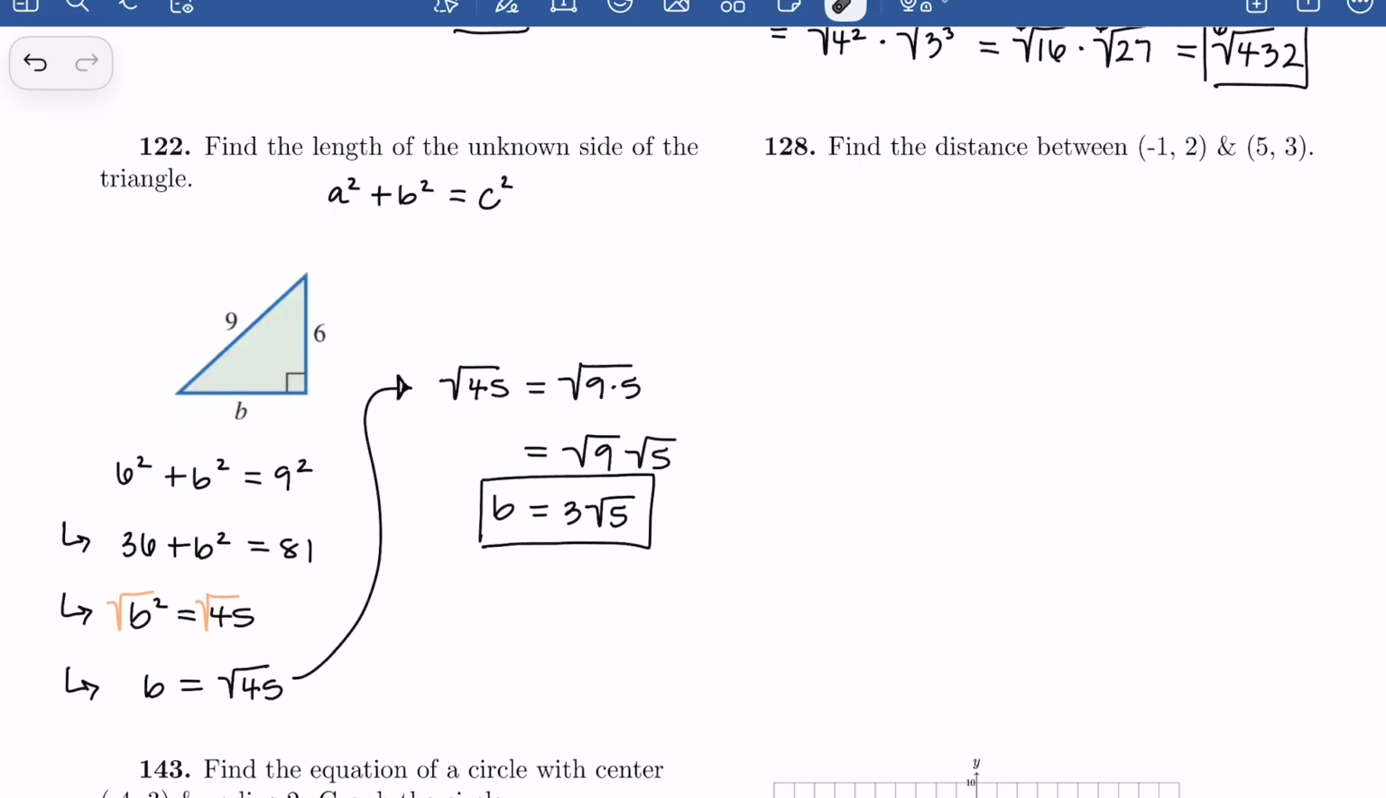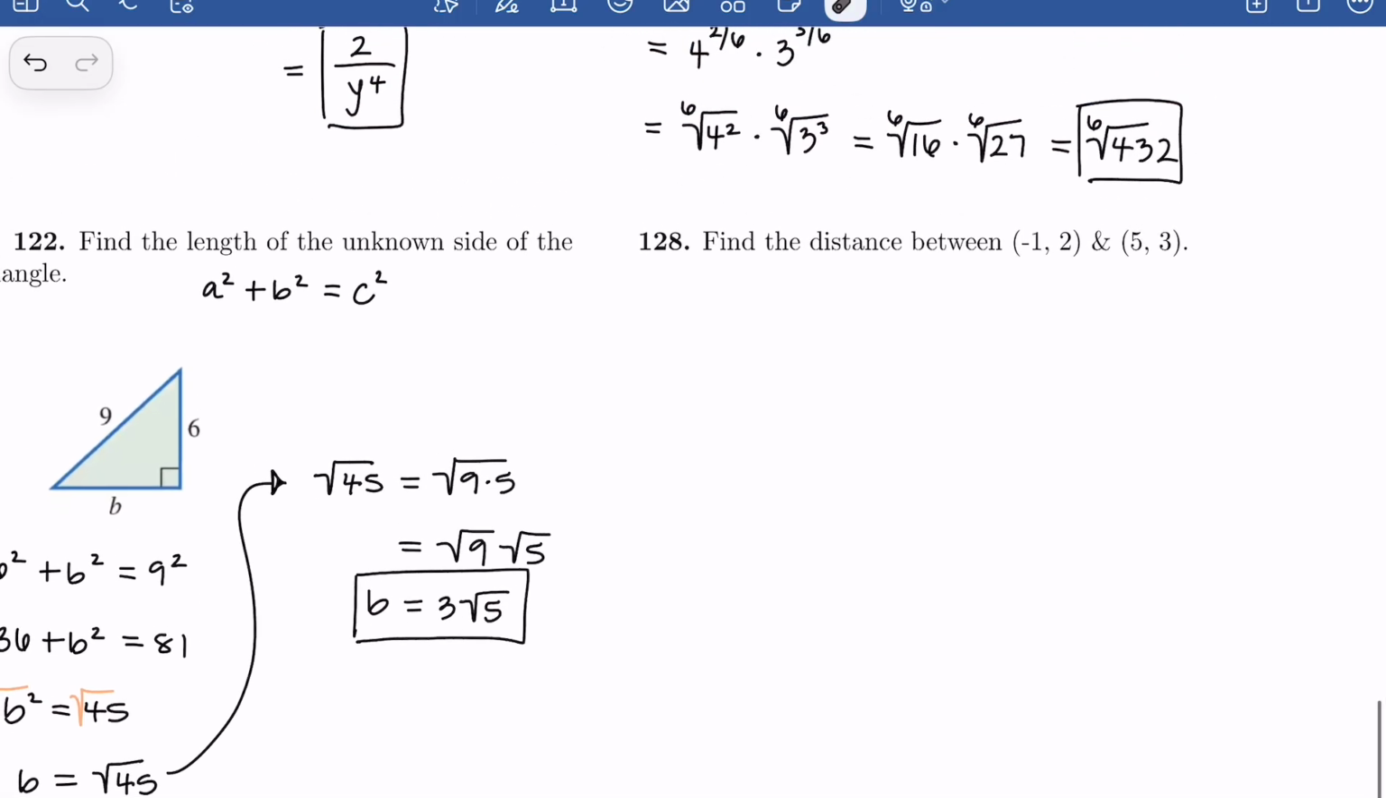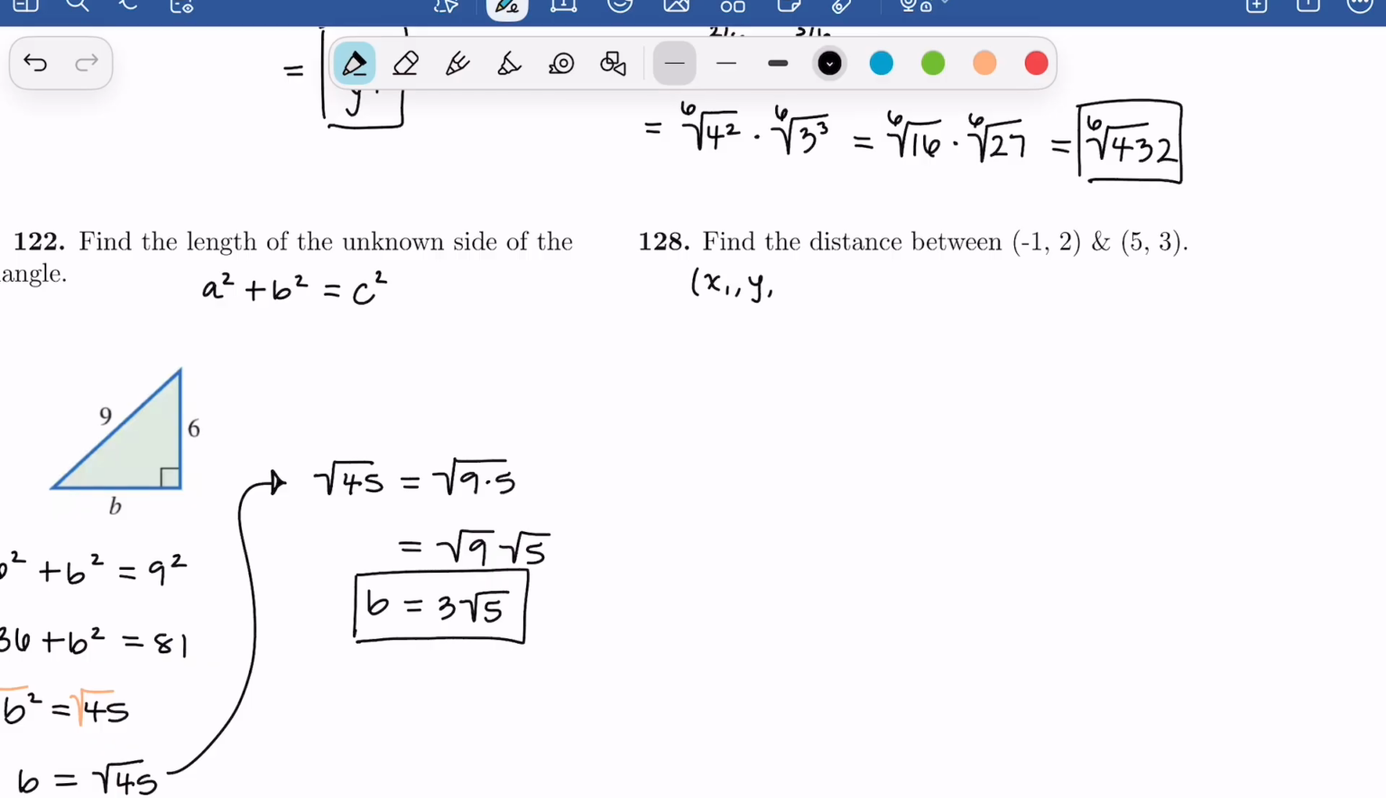All right. I said that question 20 or 128 also involves a formula, and it's going to be the distance formula. So the distance between 2 points, which we'll call x sub 1, y sub 1, and x sub 2, y sub 2. The distance between these is going to be the square root of, we're going to take our second x coordinate and subtract out our first and then square it, and then add that to the difference between our two y coordinates and square it. We're going to take the square root of this entire thing. So that's going to be our distance formula.